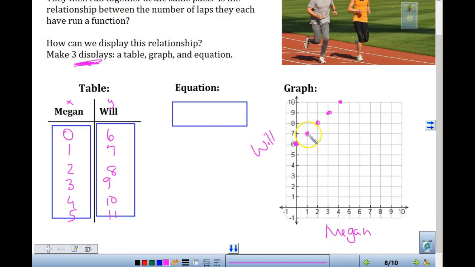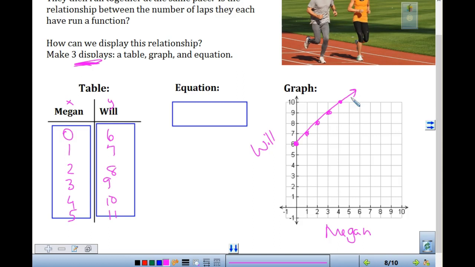Could I draw a line instead of just points, do you think? Meaning, are they only running 1 lap and then stopping, and then running 2 laps and stopping? This is kind of a continuous graph, not discrete, okay? So this is a continuous graph. We are going to put this one with a line.